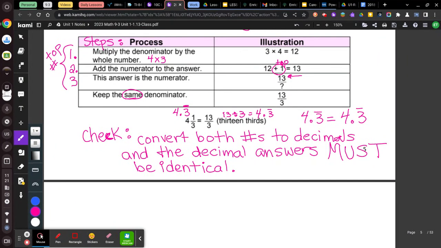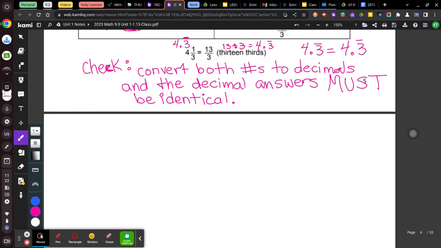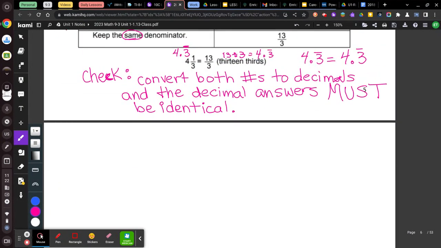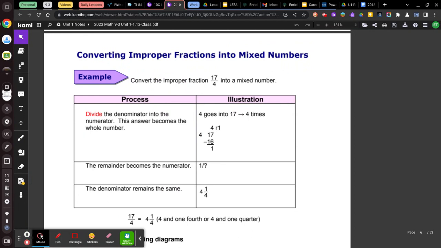Turn your page. We've got one last. We're going to do the opposite. Now we're going to convert improper to mixed. So now we're just going backwards. We're doing the exact opposite. Last example. We are going to convert impropers to mixed.